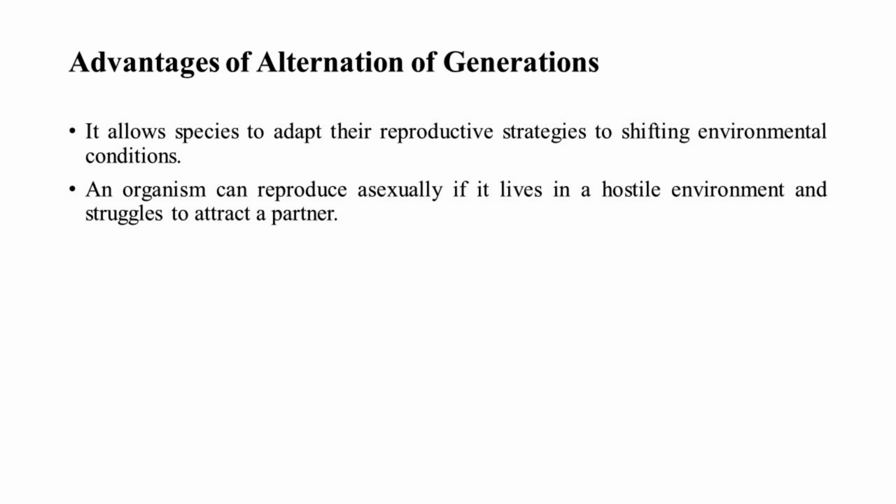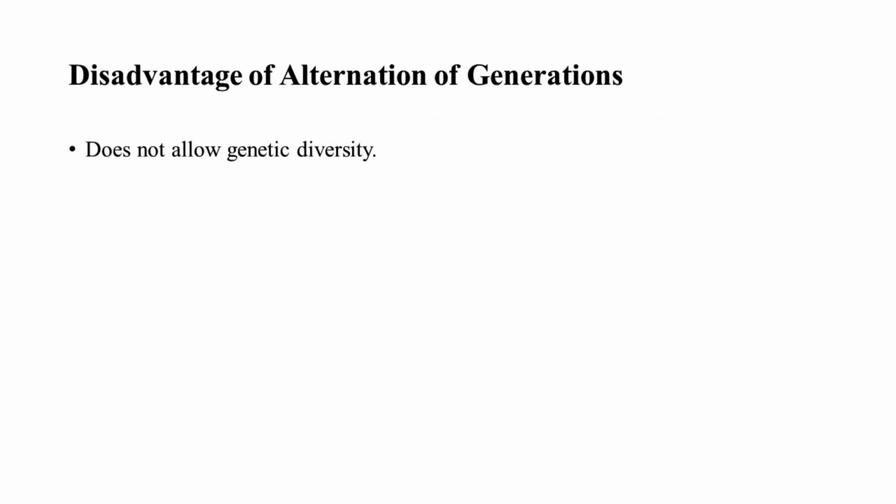Advantages of alternation of generations. It allows species to adapt their reproductive strategies to shifting environmental conditions. An organism can reproduce asexually if it lives in a hostile environment and struggles to attract a partner. Disadvantage of alternation of generations. It does not allow genetic diversity.